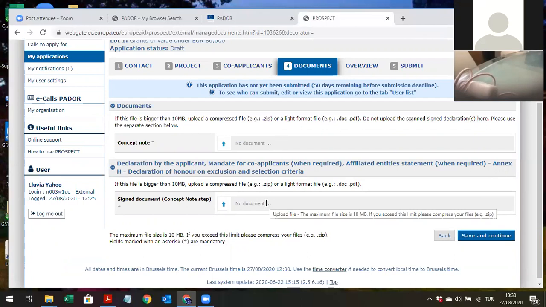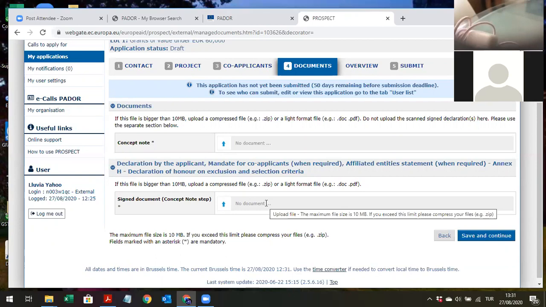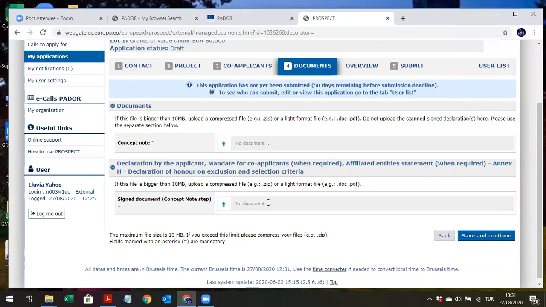These declarations have different templates. Please be careful about that. The declaration that the lead applicant needs to sign now is different from the declaration that the lead applicant or other applicants will need to sign and upload during the full application stage. You can find all of these templates annexed to the guidelines. So as I mentioned, at this stage, the lead applicant only needs to upload the concept note and their own declaration here. And then save and continue.